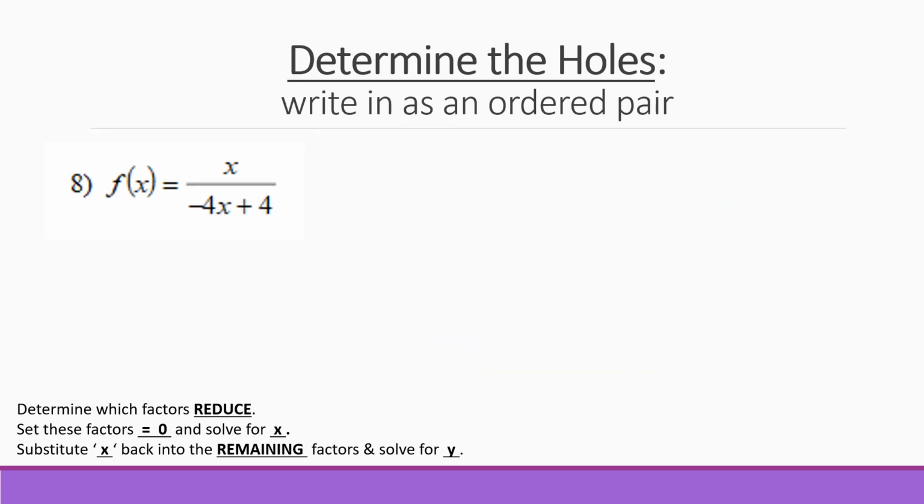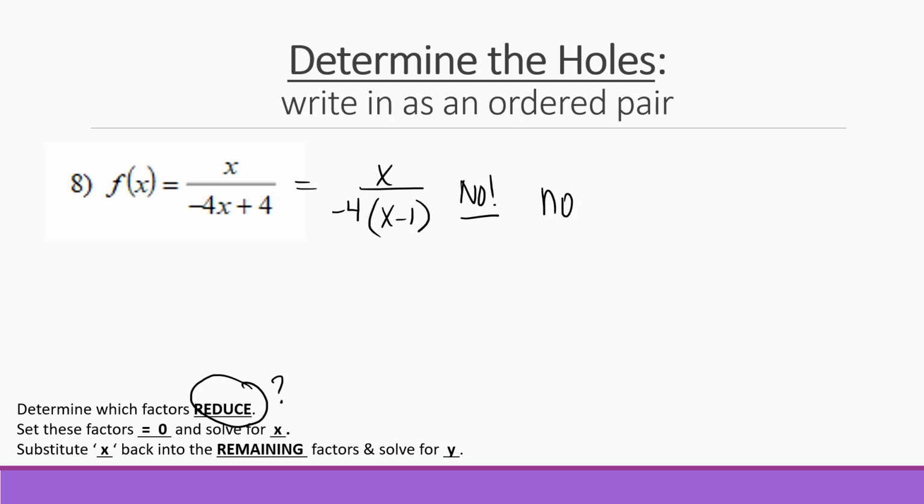Last example for holes. This one's about as simple as they get. Numerator x does not reduce. Denominator negative 4x plus 4, I can factor out a negative 4 or a positive, leaving me with a factor of x minus 1. Do I have any factors that reduce? No. Not a single factor reduces.